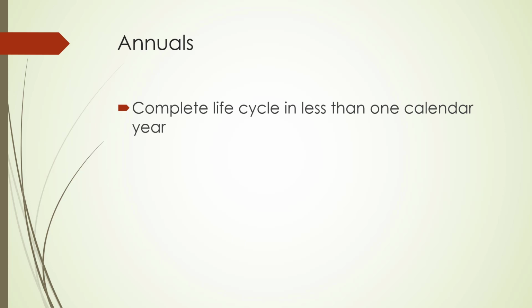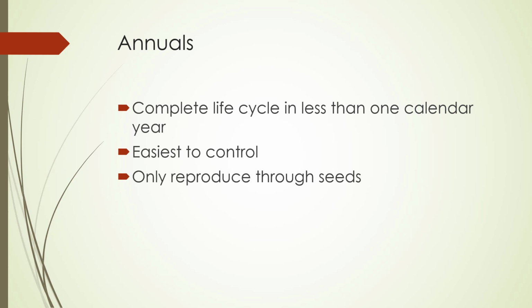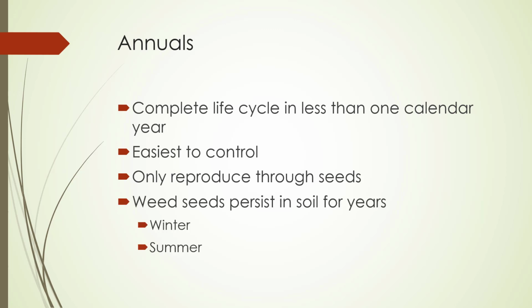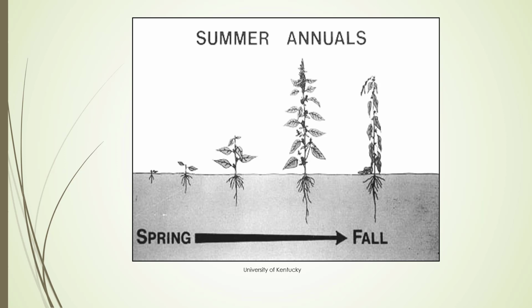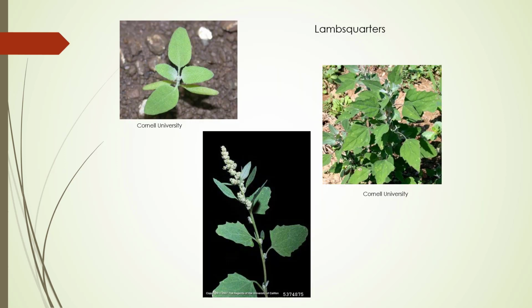So annuals complete their life cycle in less than 1 calendar year. It's really 1 growing season. This is the easiest to control because they only reproduce through seeds. Weed seeds persist in soil for years, and there are winter annuals and summer annuals. So here's a summer annual. In the spring, you're going to see the little sprout come up. It's going to continue to grow. It'll go to flower and then to seed, and then it'll die back in the fall. So lamb's quarters is an example of a summer annual.